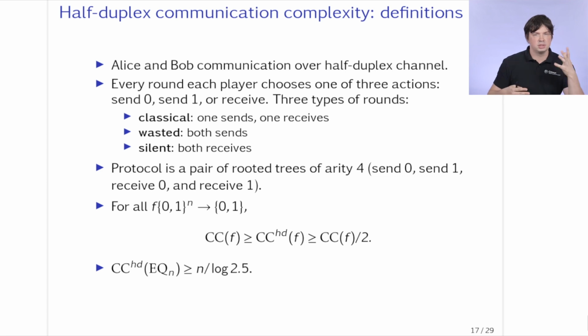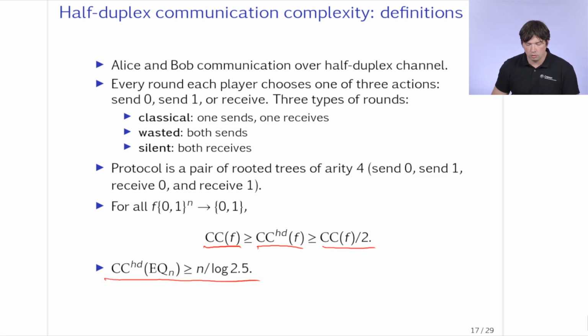So they don't know if the symbol that they're getting is coming from the other player, or it's just some random noise. So they have to be prepared for that. Right, so it's defined just as two protocols rather than just one. And we know that for any function, the normal complexity is at least as large as half-duplex complexity, and the other way it works with a factor of 2. The cool thing is that we have our lower bound for equality, which is like n over log 2.5, which is non-trivial, right? It doesn't follow from those simulations.